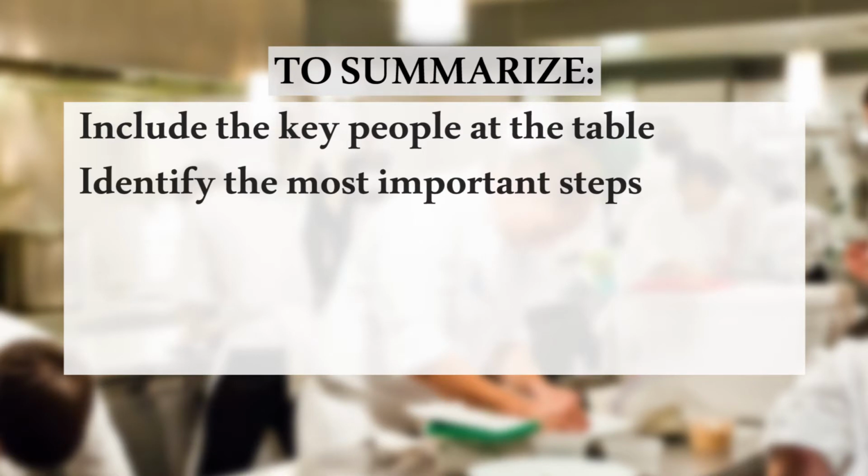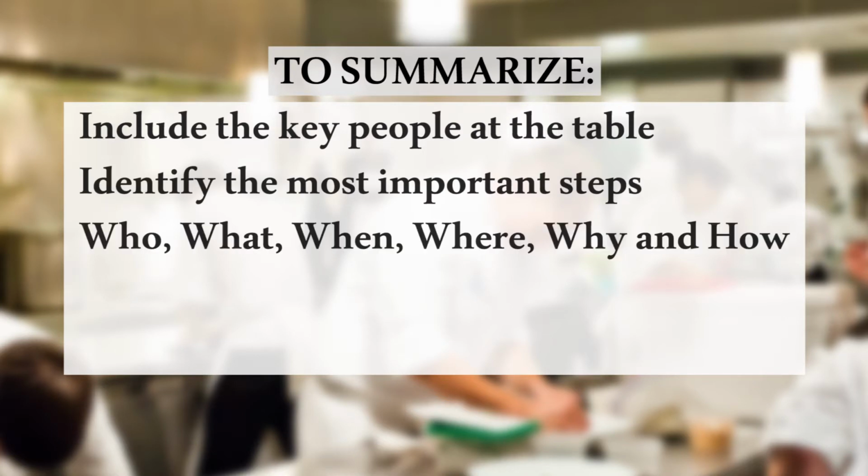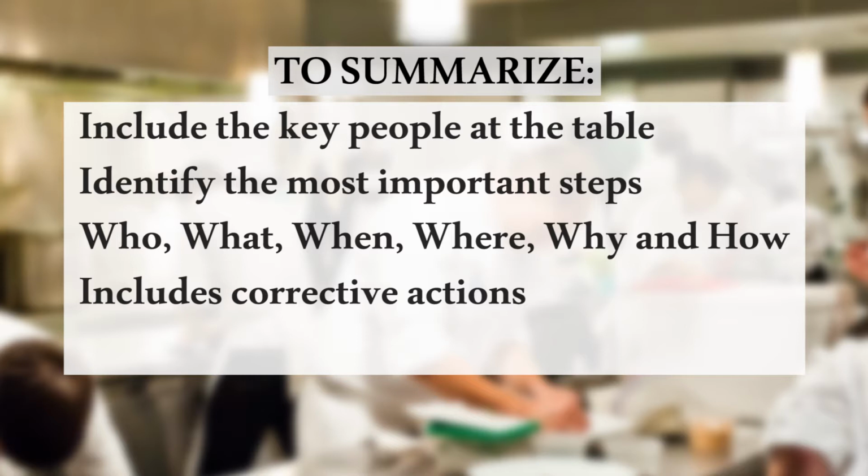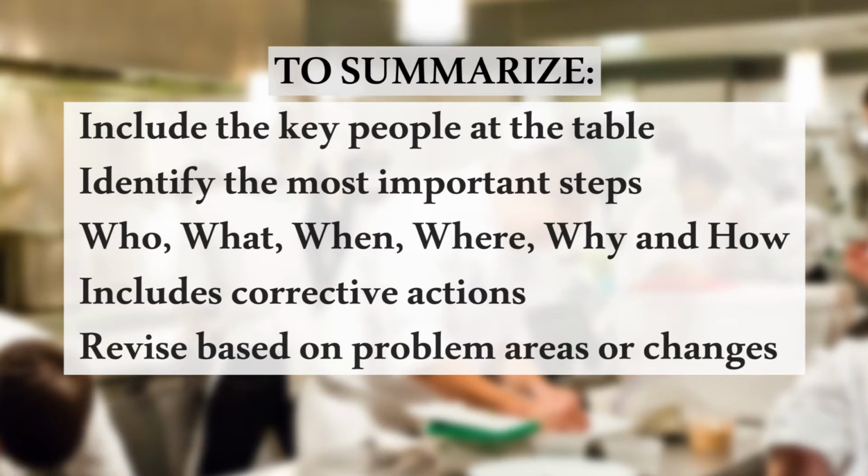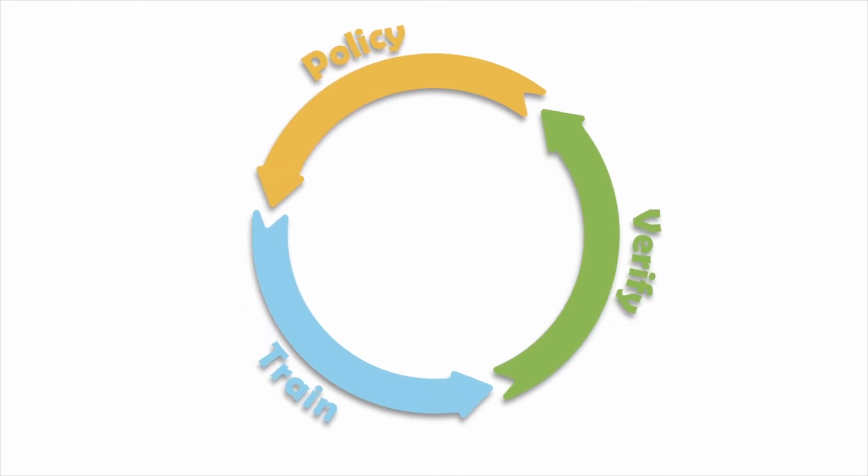Identify the most important steps in your processes. Check that your policy answers the questions who, what, when, where, why, and how. Ensure that your policy includes corrective actions. Revise the policy based on problems that arise or as your food processes change. Remember, having a written policy is the first step to protecting your customers, staff, and business from foodborne illness. But if you don't train your employees on your employee health policy, it won't do much. Be sure to demonstrate and explain your employee health policy to your staff, which we will explain in our next video.